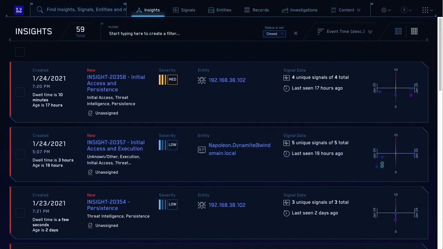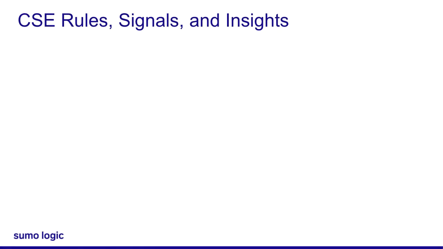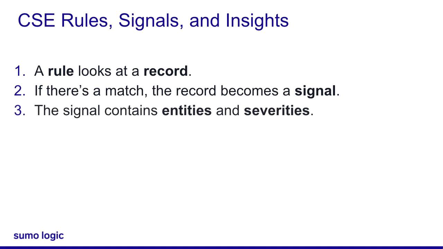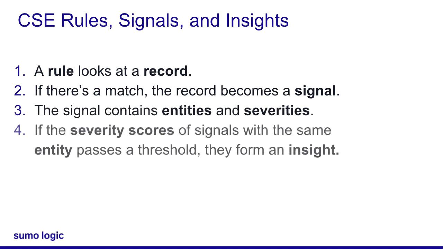I see. When I first logged into the CSE platform, I saw records, signals, and insights, but I wasn't sure how they all are related. So let me try to summarize. A rule takes a record, which is a normalized log message. If the rule matches the record, it decides if it's a signal. That's right. And that signal has an entity and a severity score. So then CSE uses correlation to turn all those signals into insights based on those entities and scores? Yeah, you get the idea. Awesome. Thanks, Grace, for showing me how CSE rules turn records into insights.